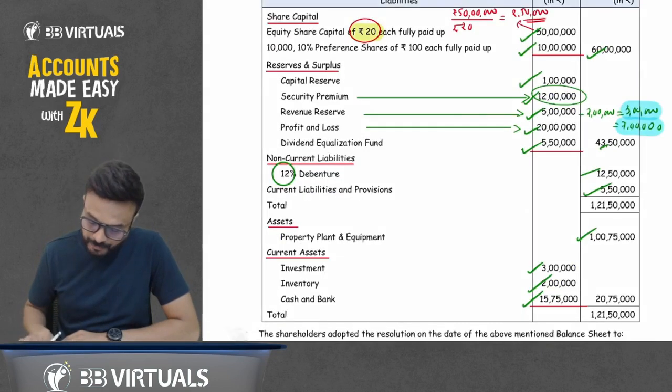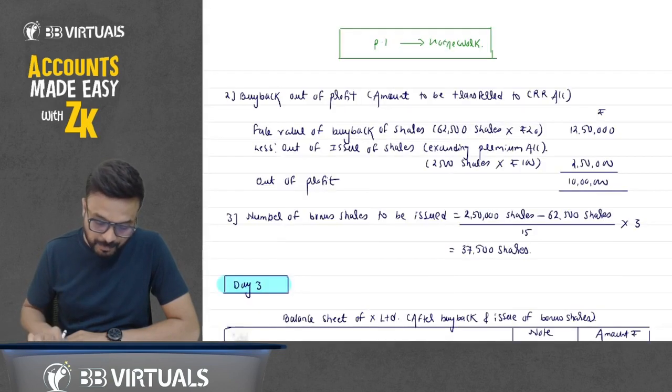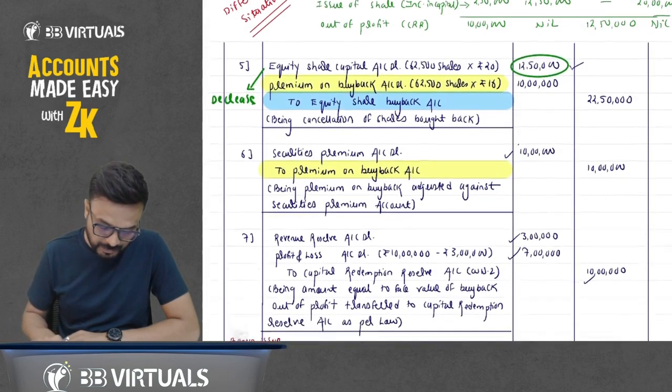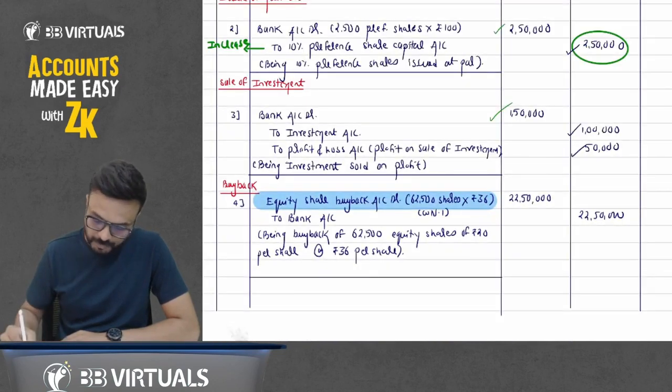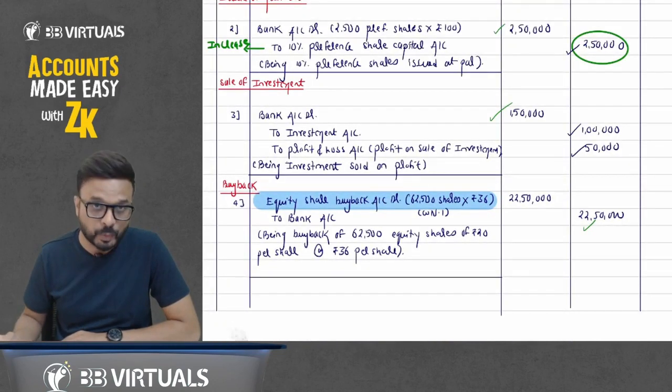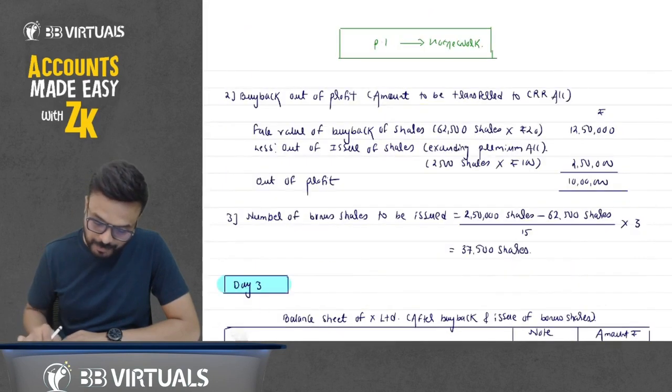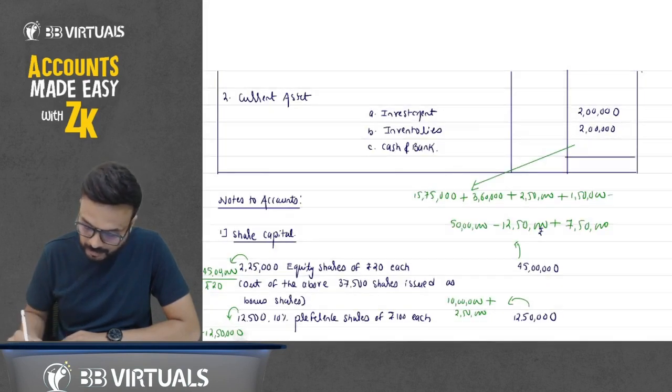And after this, we have also made the payment at the time of buyback. You can see here in entry number 4, we have credited 22,50,000. So we have paid it, so minus 22,50,000. Now tell me the amount.